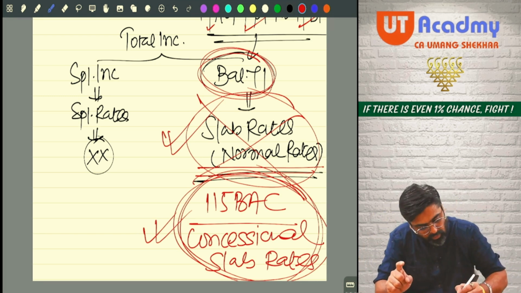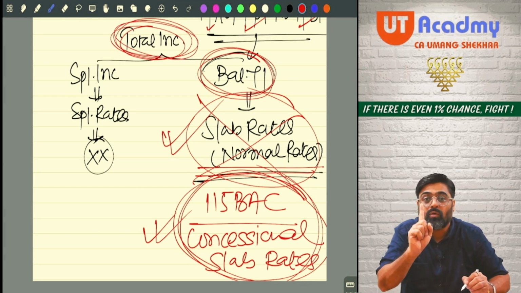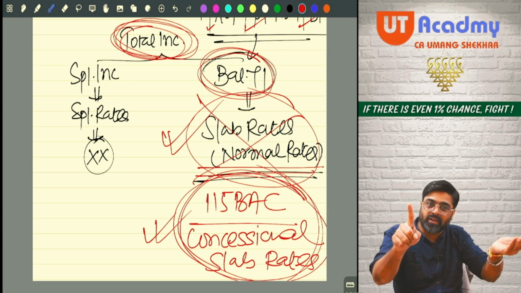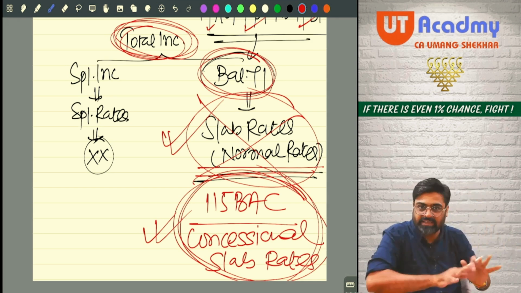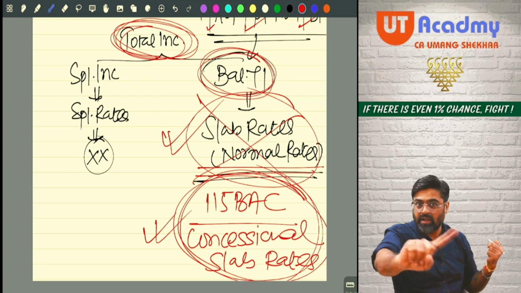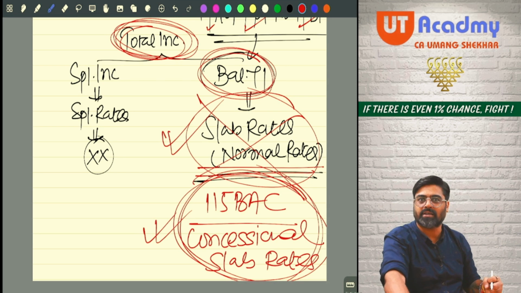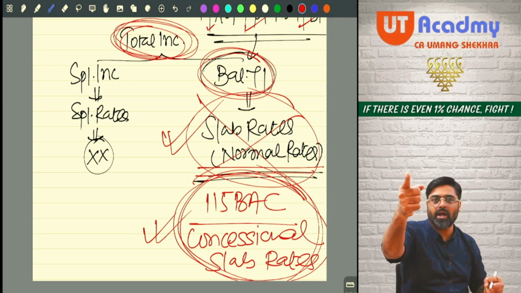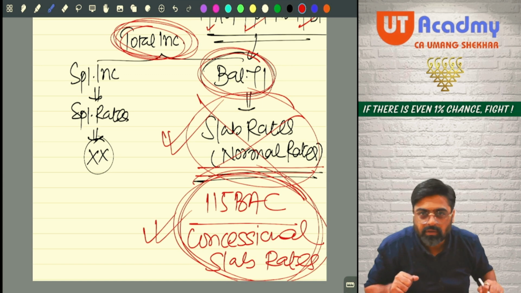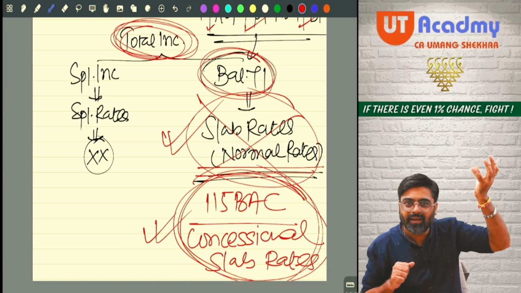So while computing your total income, what did I say? While computing your total income, there are certain exemptions and deductions whose list is given in 115 BSE only. Those will be snatched away from you. We will not allow you these exemptions and deductions. Compute your total income without taking these exemptions and deductions. Don't you think? In that case, your total income will be very high.